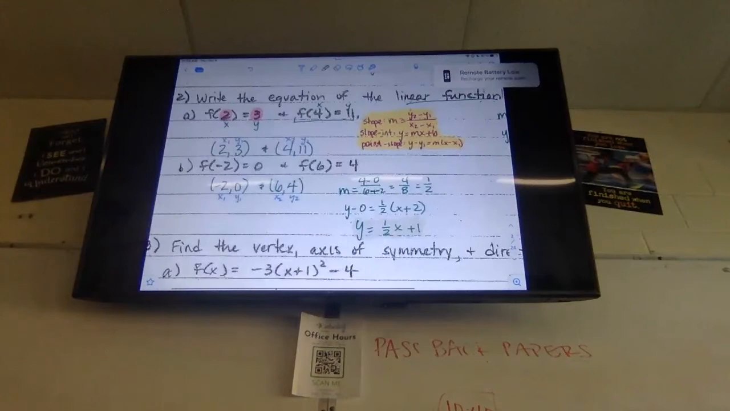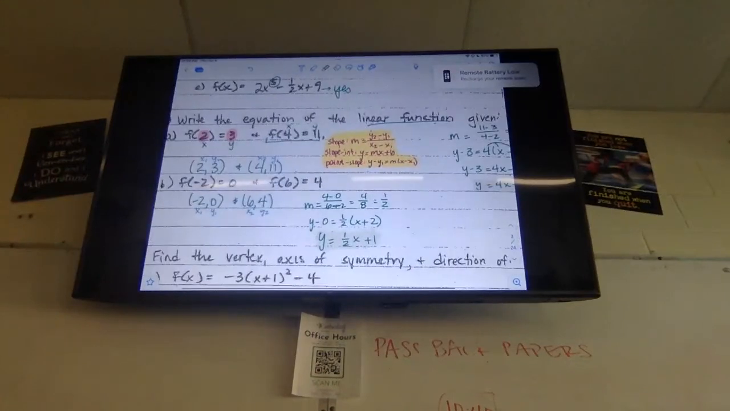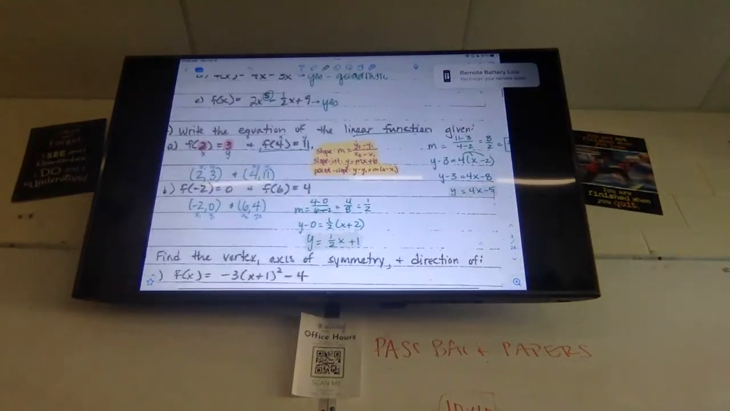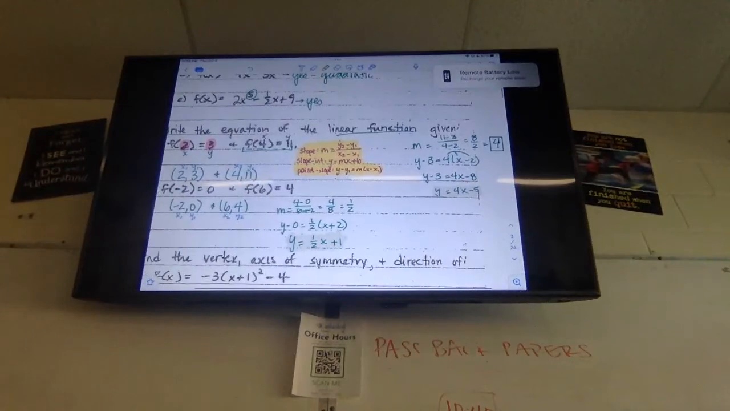All right, I still have letter A on the board, but I also just did letter B, so I'm going to put that up on the board too. You can see both of them. So check your slope, make sure you got the same slope I did. Check your equation, make sure you got the same equation I did. You don't have to do your equation the same way I did. That's just what I chose to do.